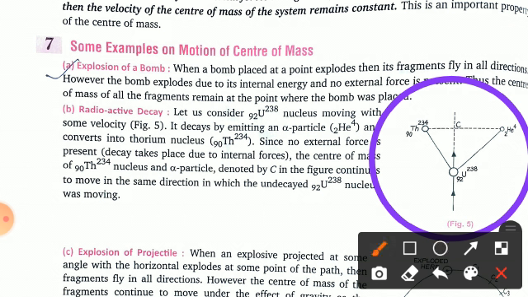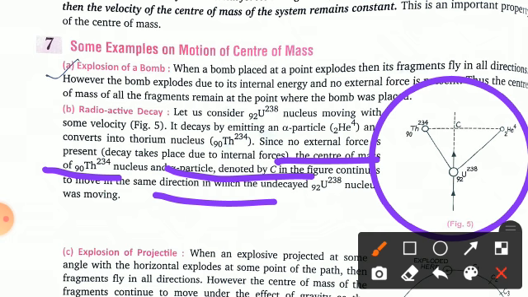Now since no external forces are present, decay takes place due to internal forces. So the center of mass of the thorium-234 nucleus and the alpha particle, denoted by C, continues to move in the same direction in which the decaying uranium-238 nucleus was moving.